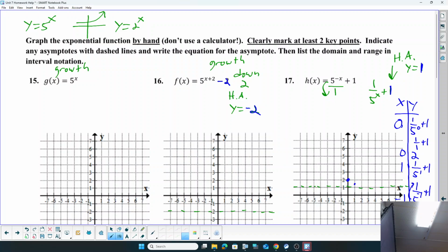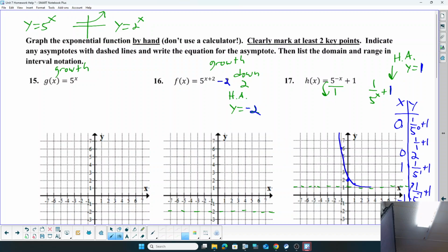So if you plug in x equals -1, you're going to bring that up to the top, and it's going to be 5 plus 1, which is 6. So that's back 1, up 6. Woo! So now you can see that this is decay.